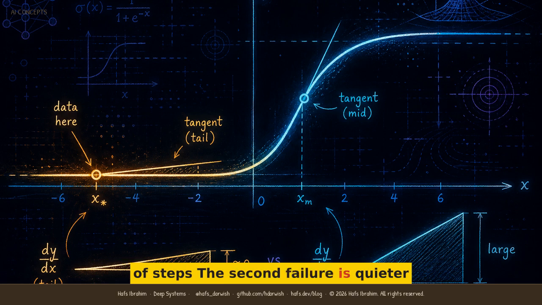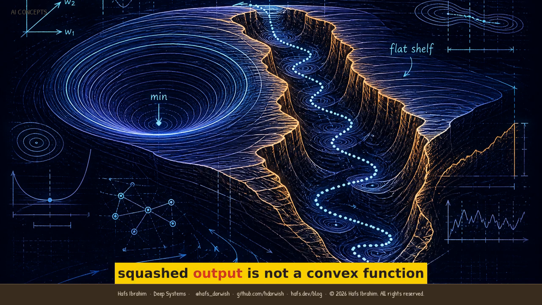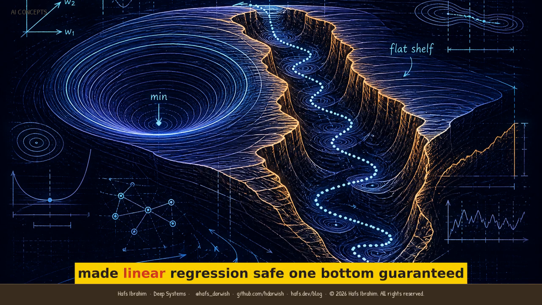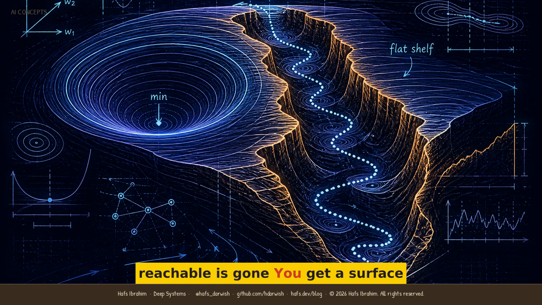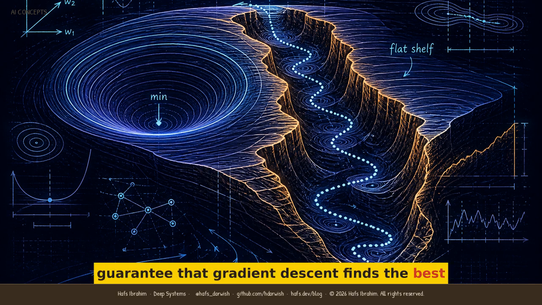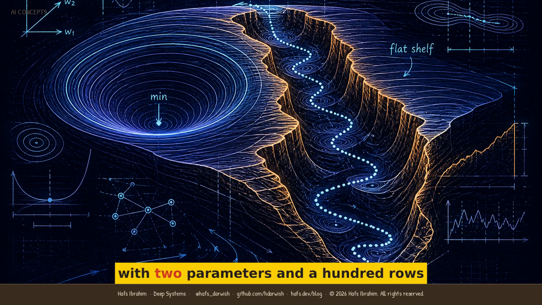The second failure is quieter and more structural. Squared error against a squashed output is not a convex function of the weights. The bowl-shaped landscape that made linear regression safe, one bottom, guaranteed reachable, is gone. You get a surface with flats and dips, and the pleasant guarantee that gradient descent finds the best answer no longer holds for a model with 2 parameters and 100 rows of data. You have imported the pathology of deep learning into a problem that did not need it.